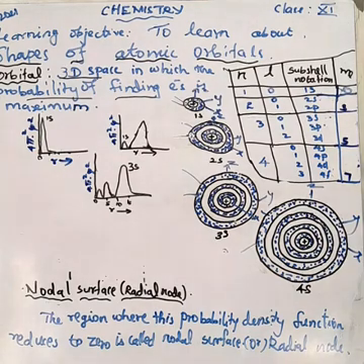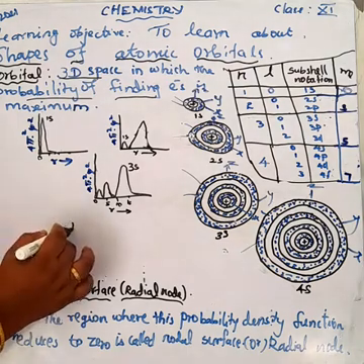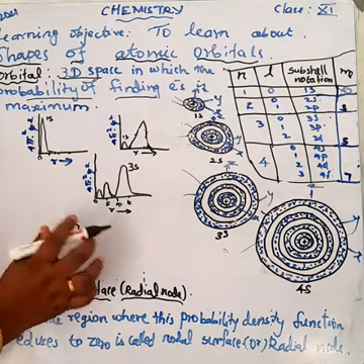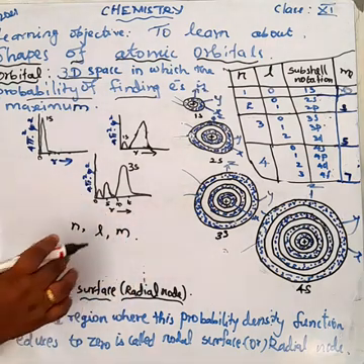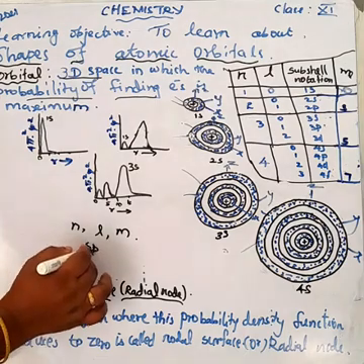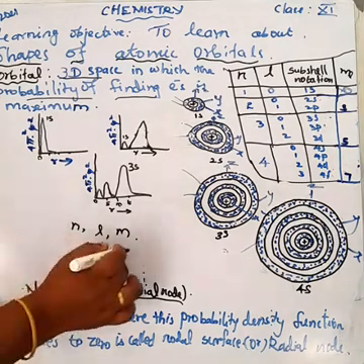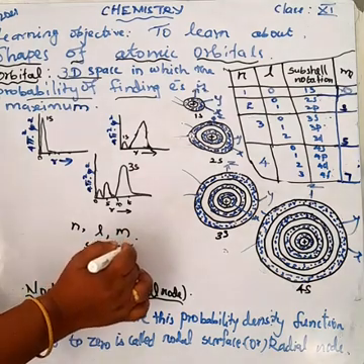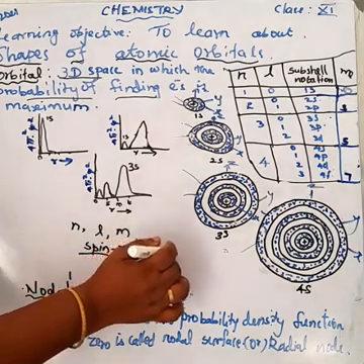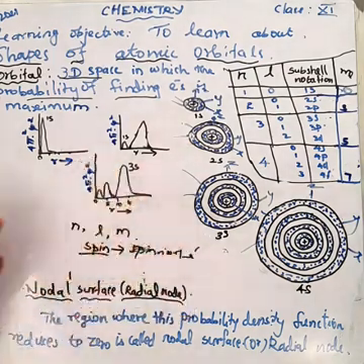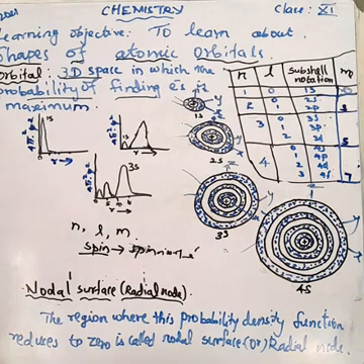Atomic orbitals are distinguished by quantum numbers. Each orbital is designated by 3 quantum numbers. What are the 3 quantum numbers? The principal quantum number, the azimuthal quantum number, and the magnetic quantum number. After that, the other quantum number is the spin quantum number. The spin quantum number only represents the spinning of the electron within the orbital. The other 3 quantum numbers represent the shape, orientation, and energy levels of the orbitals.